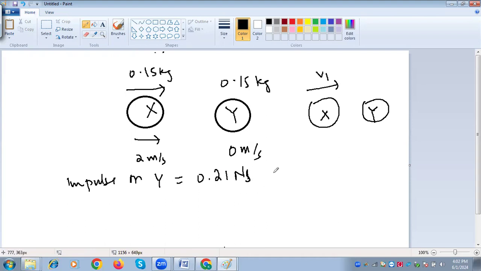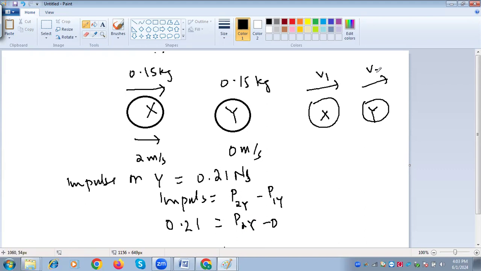Since impulse is change in momentum, and the initial momentum is 0, the final momentum will be this. Impulse is equal to P2Y minus P1Y. The momentum of this is the impulse, 0.21 for P2Y minus 0. So the final momentum is 0.21 newton-seconds. So what is the velocity of this second ball, the sphere Y?